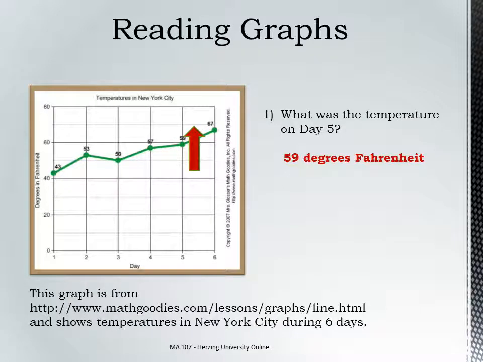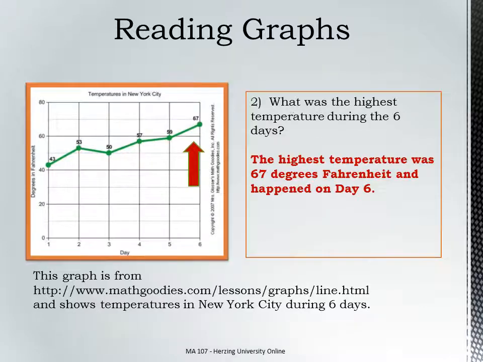Question 1. What was the temperature on day 5? According to the graph, if we go over to day 5 and look up, we can see that the temperature was 59 degrees Fahrenheit. Question 2. What was the highest temperature during the 6 days? We are being asked to find the highest temperature, so we need to find the highest data point on the line graph. We can see the highest temperature was 67 degrees Fahrenheit, and it happened on day 6.